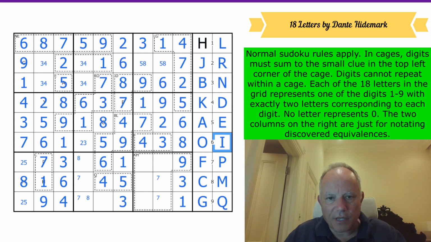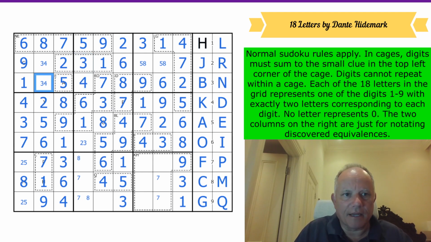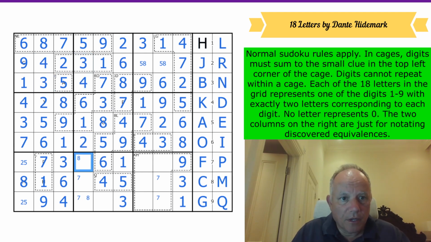There we go. That's all the letters. I is 6, so that becomes a 3. That fixes the deadly pattern up here. 3 and 4. That's a 2. What have we got? Oh, this can be filled in. That's a 2, not a 0. 9 in the column is there.